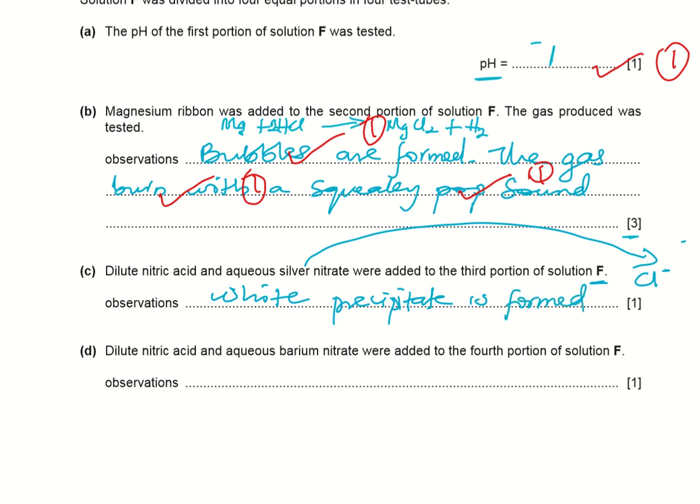Dilute nitric acid and barium nitrate were added to the 4th portion of the solution. So you have barium nitrate being added to the chloride, which is hydrochloric acid, and of course in the presence of nitric acid, certainly there will be no reaction. No reaction will be observed here. So let's move on to the next question.